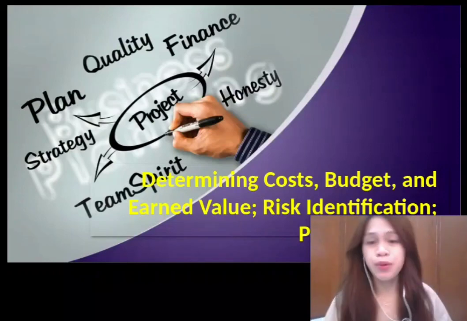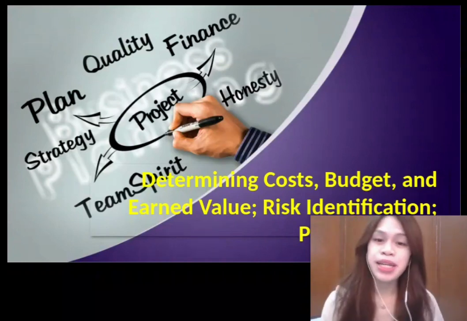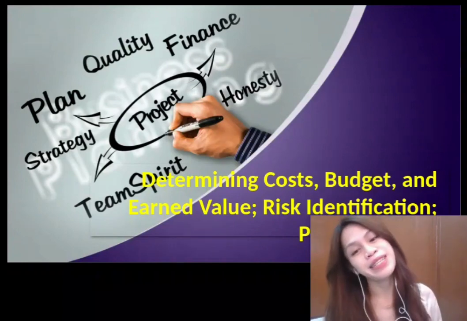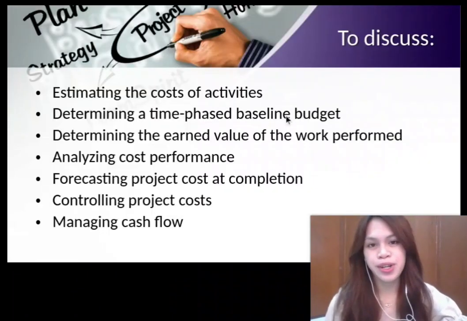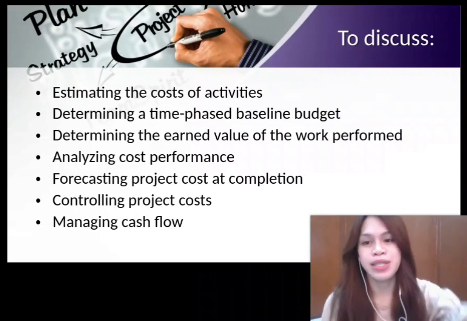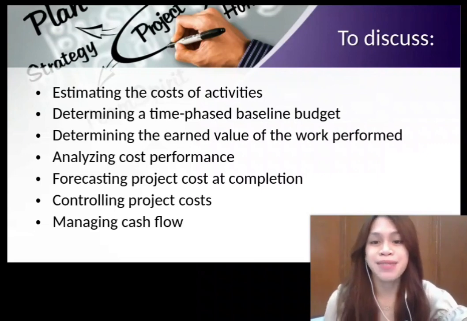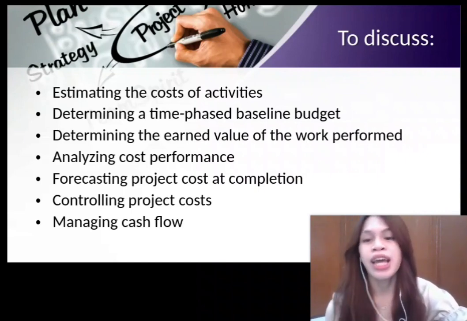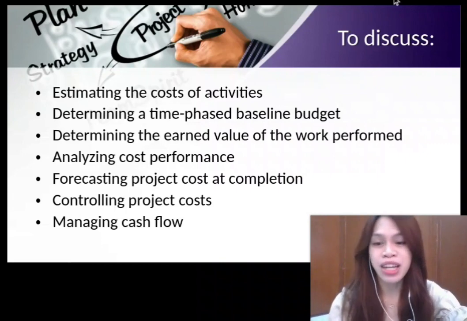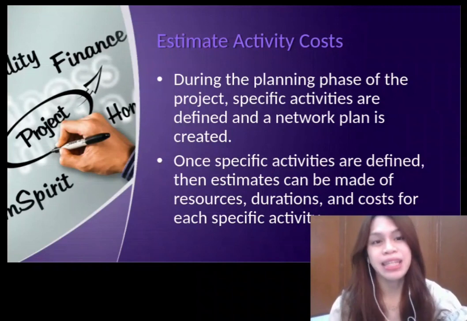So, good afternoon, everyone. We are assigned to discuss chapter 12, which is determining cost, budget, and earned value, risk identification, project closing. But before we begin, these are the key areas that we are going to converse about today. First, we have estimating the cost of activities, determining a time-phased baseline budget, determining the earned value of the work performed, analyzing cost performance, forecasting project cost at completion, controlling project cost, and managing cash flow. So first, we have estimate activity cost.